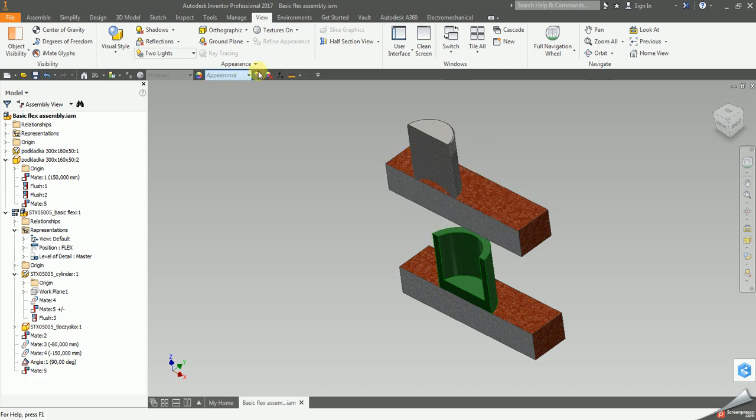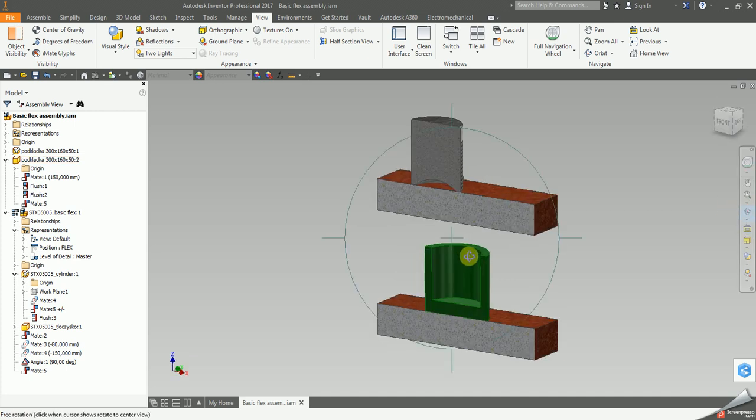In this case, Inventor does not show any problem with the assembly, so the software recognizes this solution as valid, although it is not following the constraints that are defined in the basic flex subassembly of the jack.